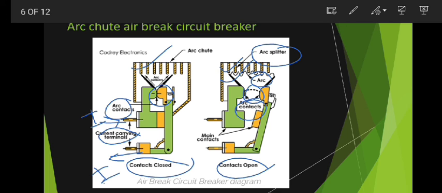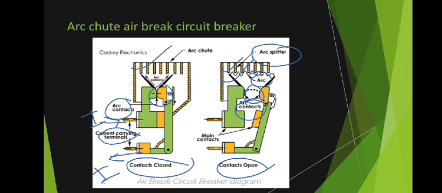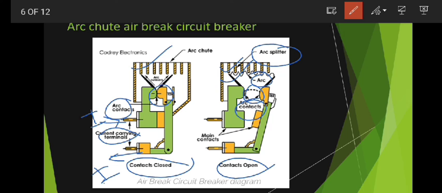The advantage of the arc chute type circuit breaker is that it is used to prevent more damage to the main contact. So here is the main contact. To prevent damage to the main contact, copper alloy or an arcing contact is used. The advantages are no risk of fire, easy to operate, and low maintenance.